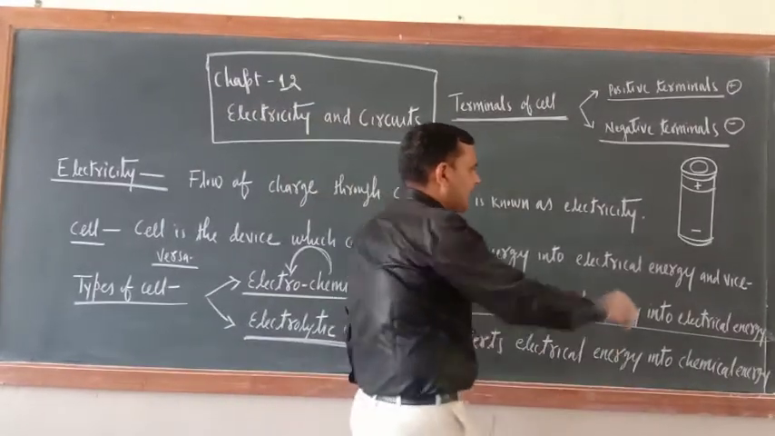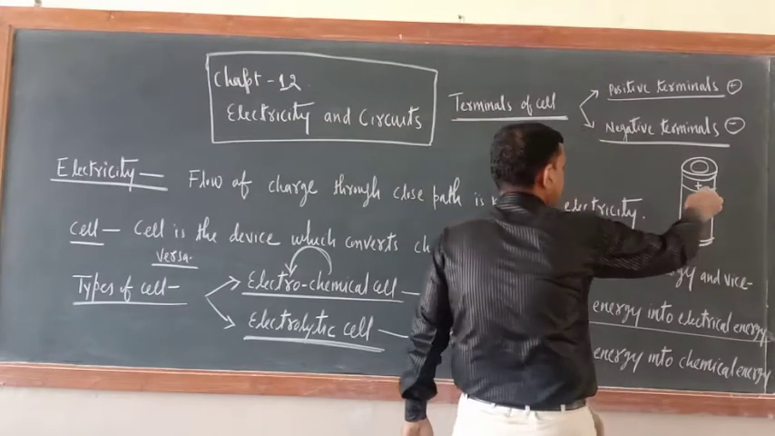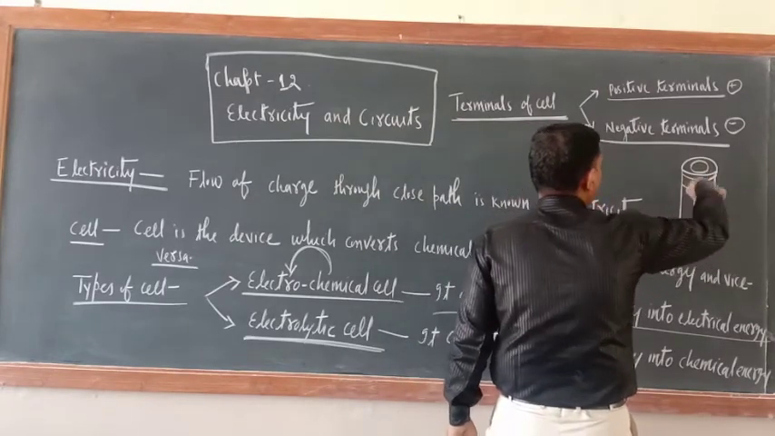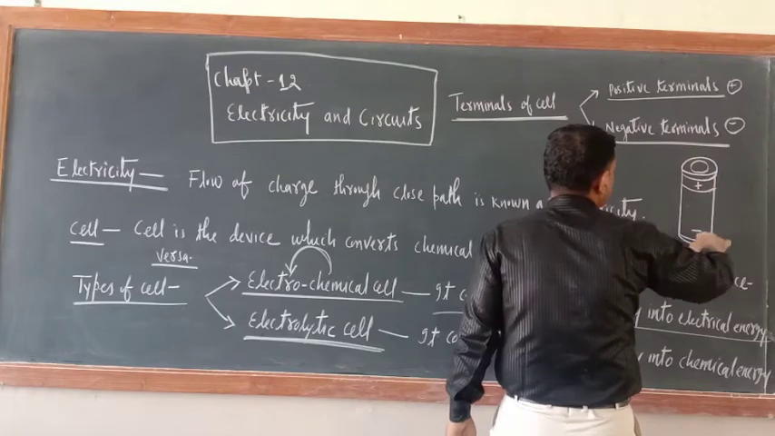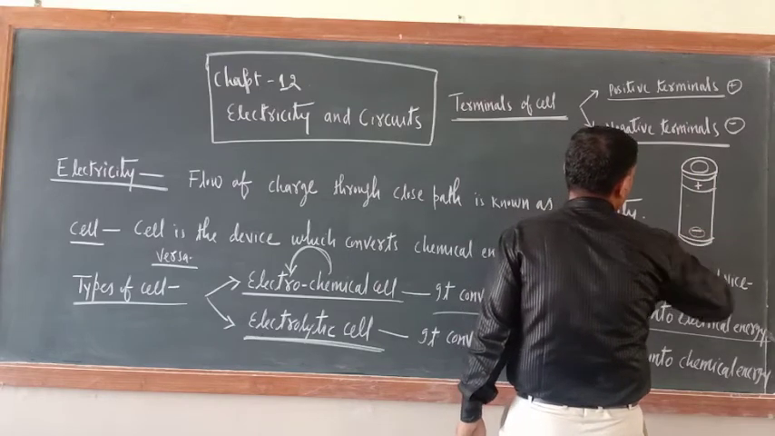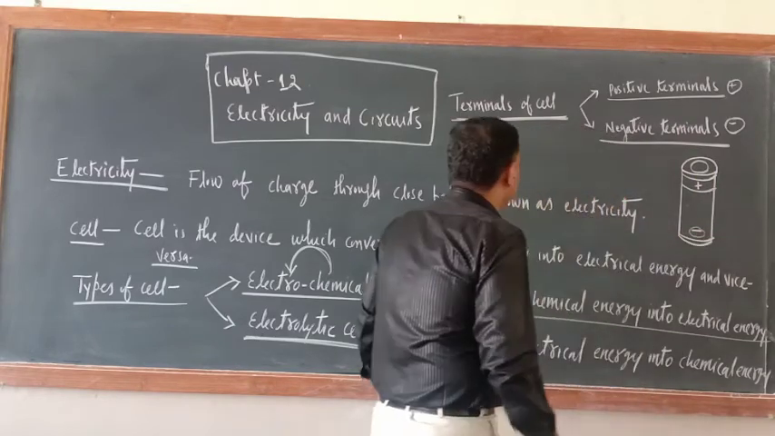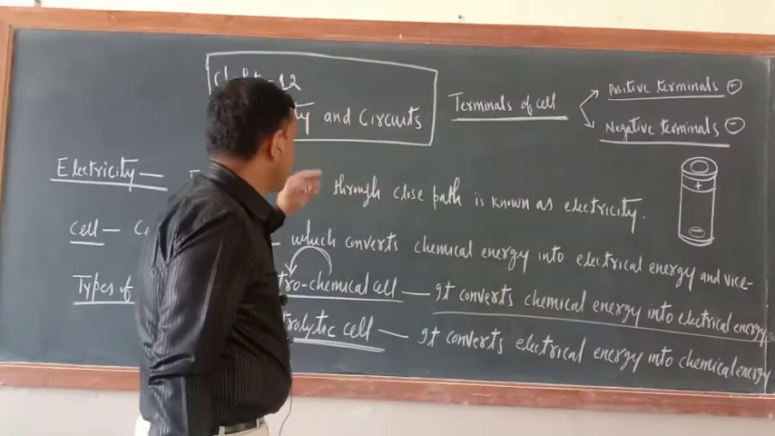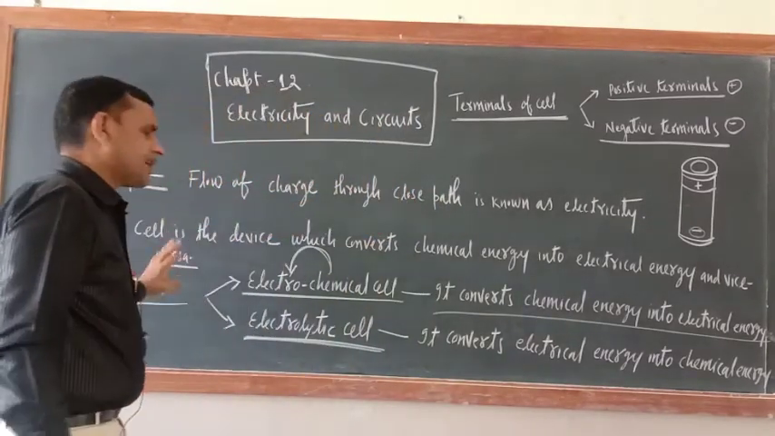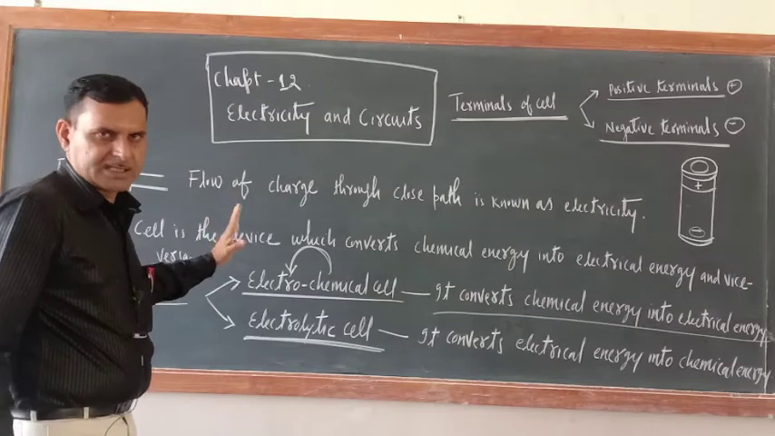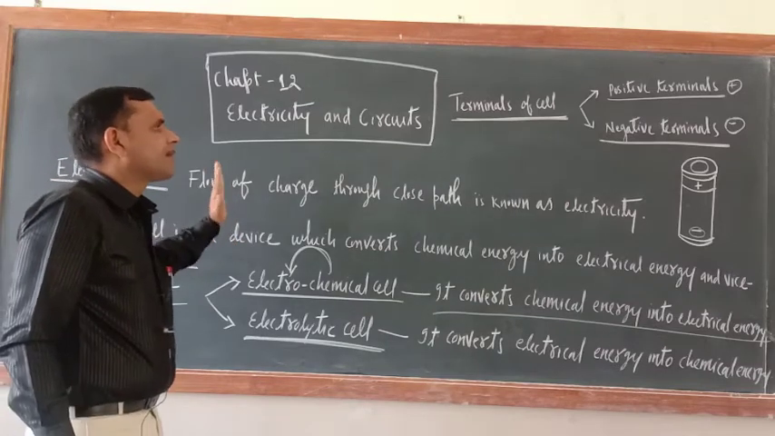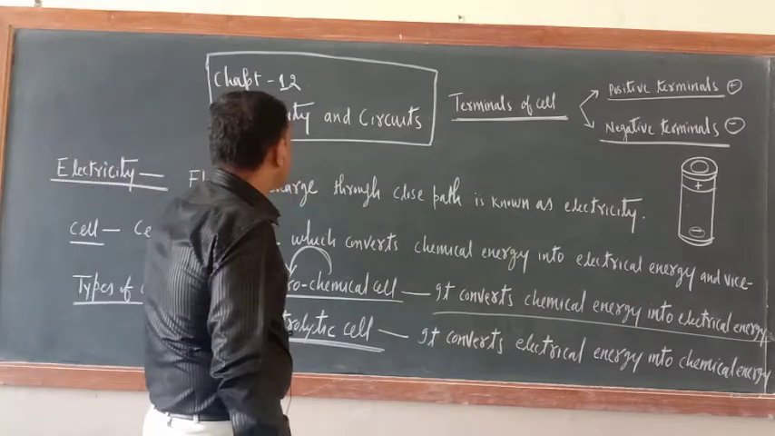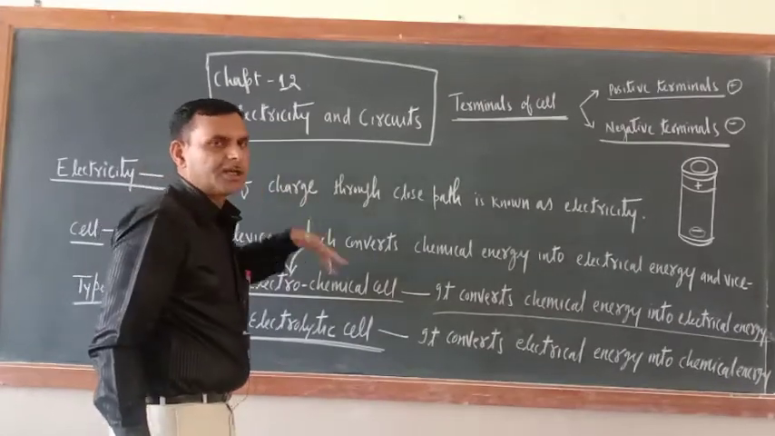Okay, and the diagram of the cell I told you about, just see, I made it here. This is the positive terminal, this is the negative terminal. Okay, so this is all about cells, electricity and types of cells. So the preliminary idea about the chapter, including the introduction, you have got.